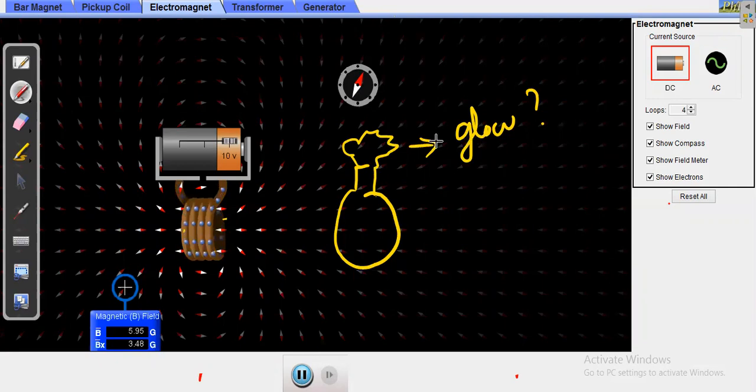What is the answer? Will the bulb glow or not glow? Please tell me some answer.